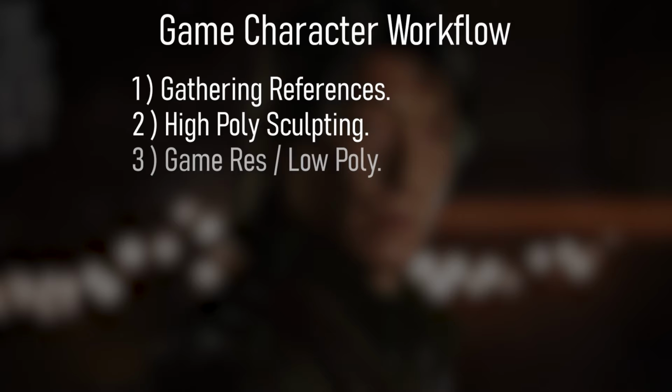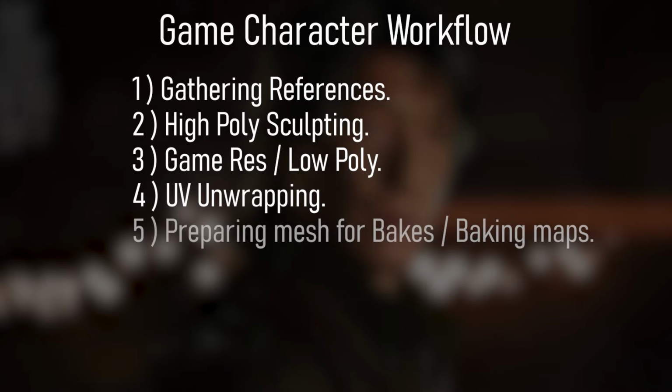Game res or low poly mesh. In this step, we create a low poly mesh which is optimized for game engine. We consider many things like poly count, loops, UVs, etc. in this process. UV unwrapping. In this step, we unwrap the whole character and lay out its UVs in 0 to 1 space. Preparing the mesh for bakes, and baking. This step is very important as well as a little bit technical. Why? That we will discuss later in the video.